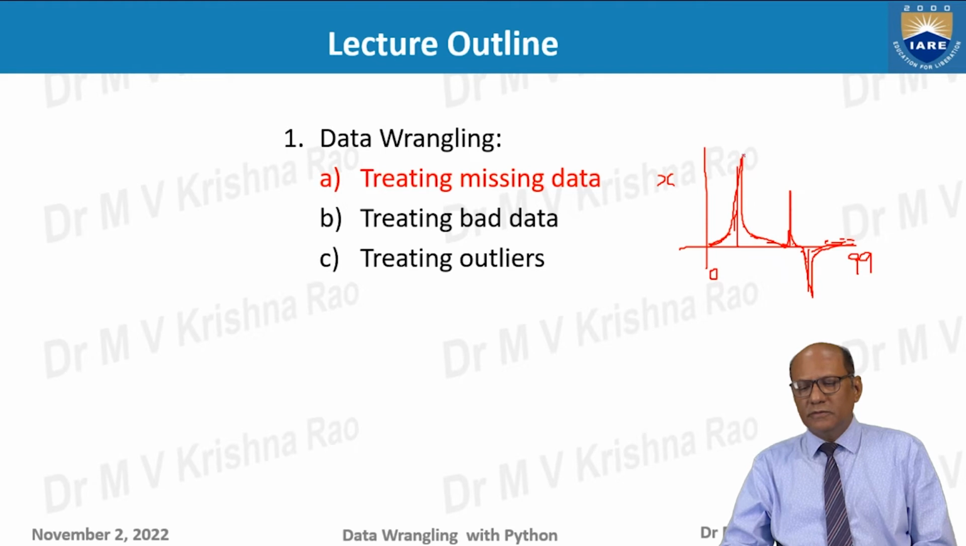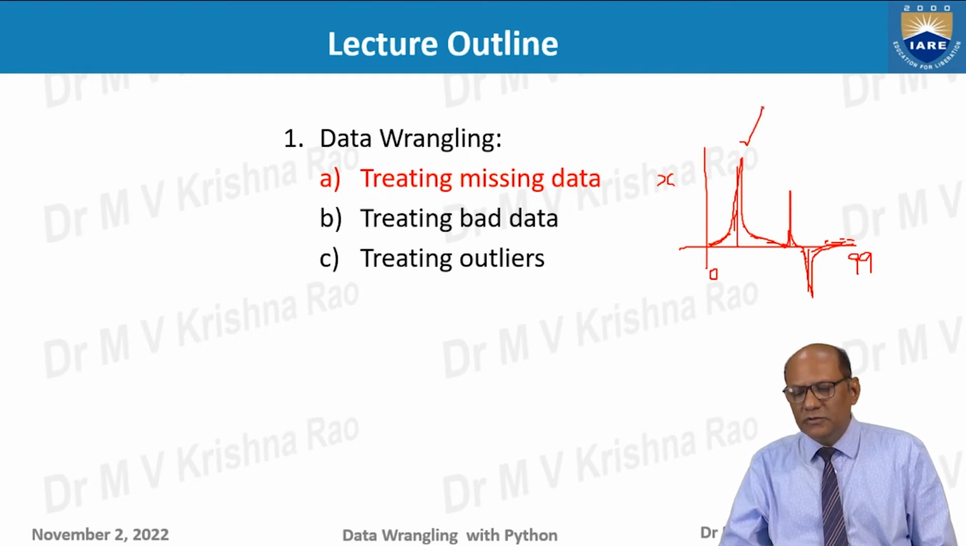Now what happens? There is some spike. That means one value is an outlier. You can call it an outlier, and there is an outlier here. There is an outlier here, because most of the values are lying in this band only.